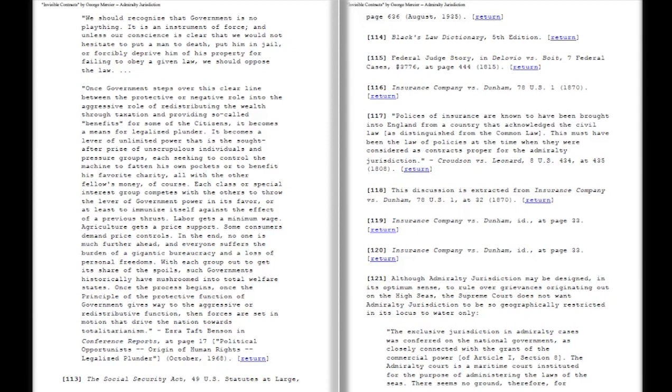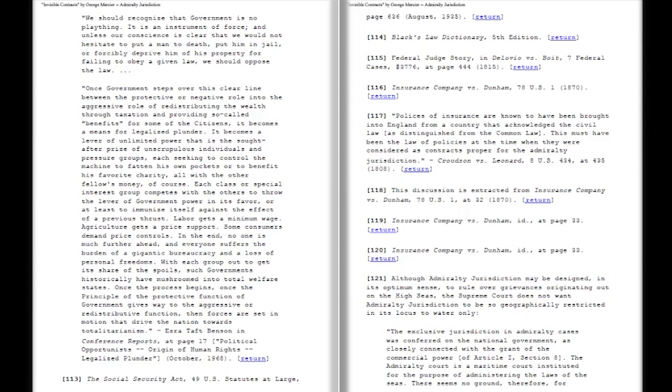Once government steps over this clear line between the protective or negative role into the aggressive role of redistributing the wealth through taxation and providing so-called benefits for some of the citizens, it becomes a means for legalized plunder. It becomes a lever of unlimited power that is the sought-after prize of unscrupulous individuals and pressure groups, each seeking to control the machine to fatten his own pockets or to benefit his favorite charity, all with the other fellow's money, of course. Each class or special interest group competes with the others to throw the lever of government power in its favor, or at least to immunize itself against the effect of a previous thrust.